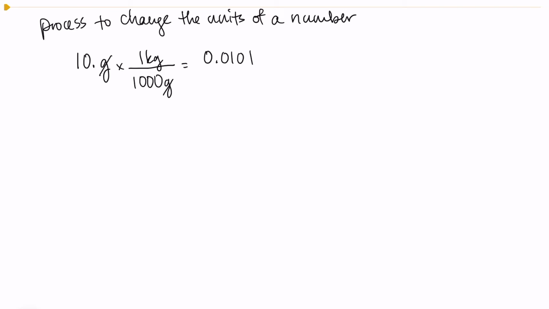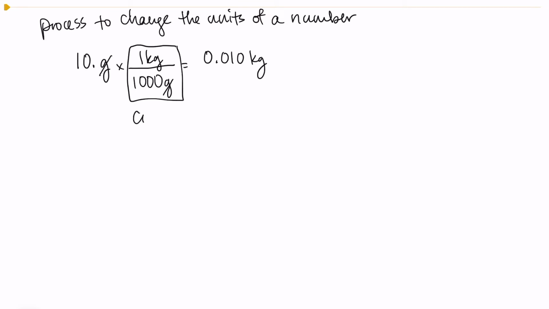So dimensional analysis is essentially a process to change the units of a number. So for example, we could have 10 grams. What if I want to know how many kilograms that is? Well, I know there's 1,000 grams in 1 kilogram. I can convert it into kilograms. I get 0.01 kilograms.